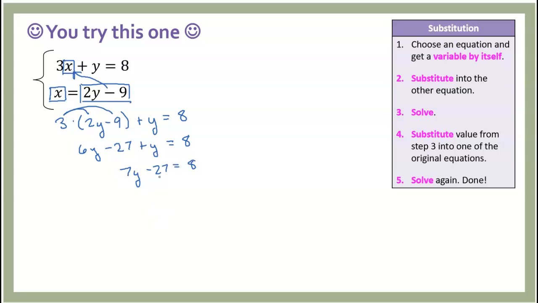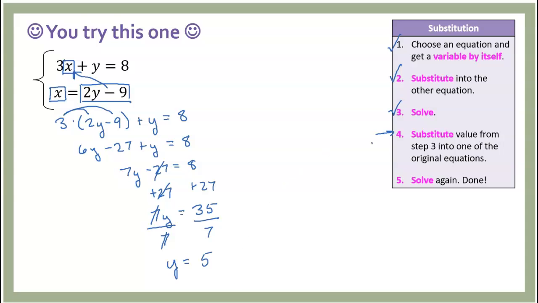We're getting y by itself, so we need to get rid of the further away term. We're going to add 27 to both sides. 7y equals 8 plus 27 is 35. And our last step to find y is to divide both sides by 7. These 7's will cancel, and 35 divided by 7 is 5, so we get y equals 5. But we're not done yet.